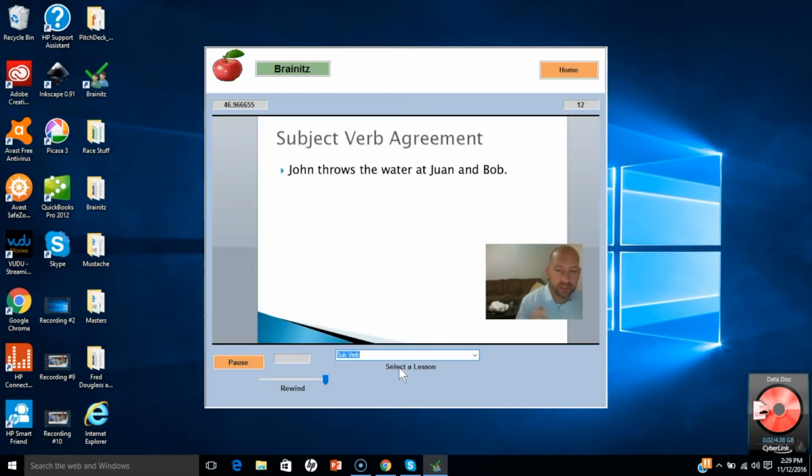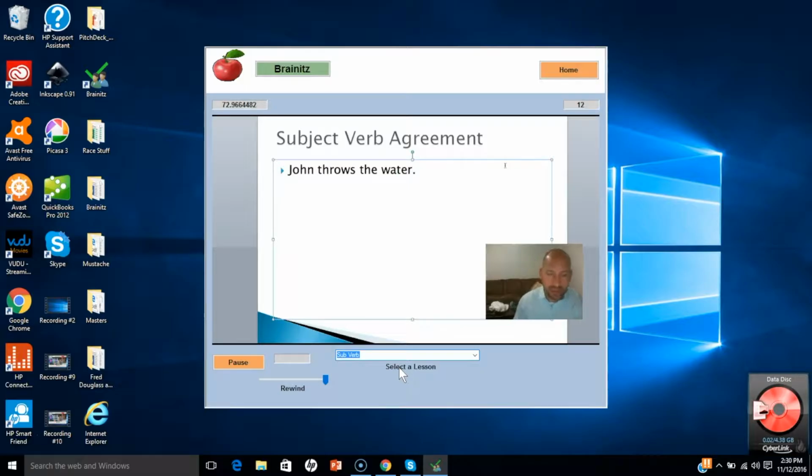Why we did that first is, once you can identify prepositional phrases, identifying the proper subject and verb gets a whole lot easier. For example, we've got a lot of nouns. We've got people, we've got John, Juan, Bob, there's water. Like, who or what is the subject? That gets a whole lot easier when you identify the preposition, which is "at," and you identify the entire prepositional phrase: at what? At Juan and Bob.